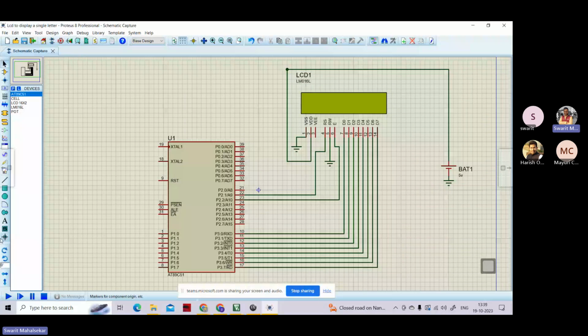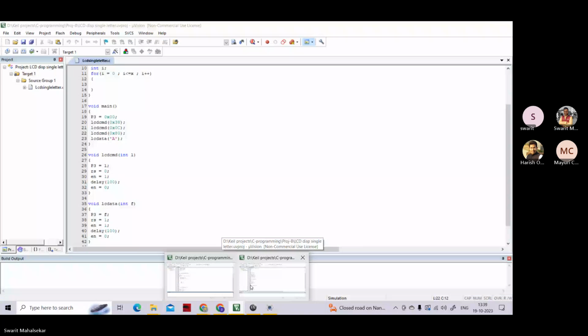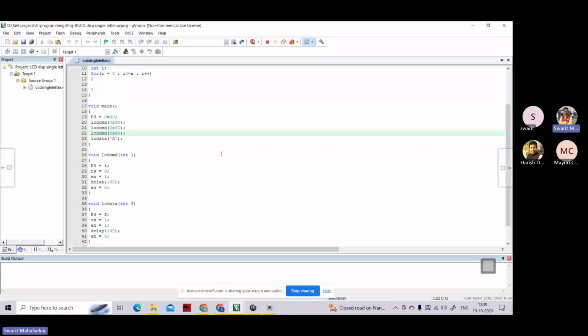You see, I want to display one character onto this LCD, and that is character A. You can take any character, A, B, C, D, but I just want to display one character, A. So how are we going to write the programming logic for that? For that, let me go onto the Keil software. Yeah, this is the program that I was talking about.